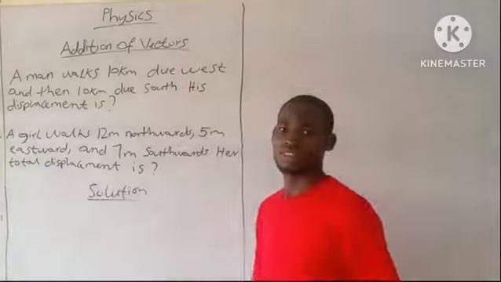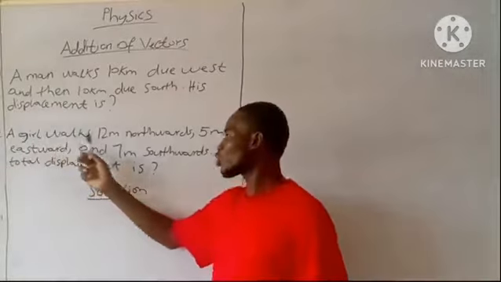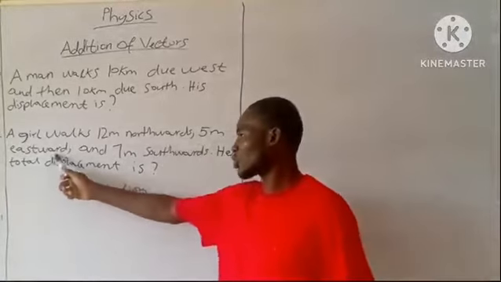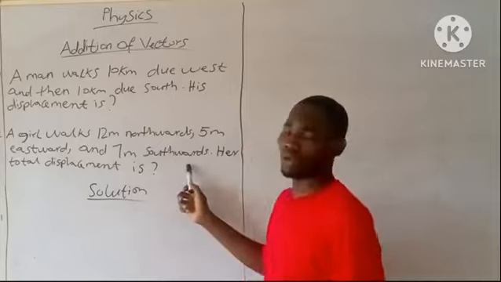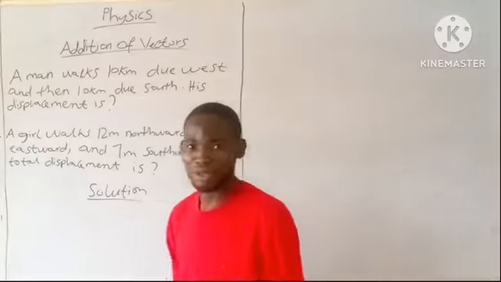Tan inverse of 1 is 45 degrees. So the next question says that a girl walks 12 meters northwards, 5 meters eastward, and 7 meters southwards. Her total displacement is what? Let's see how we can solve that.